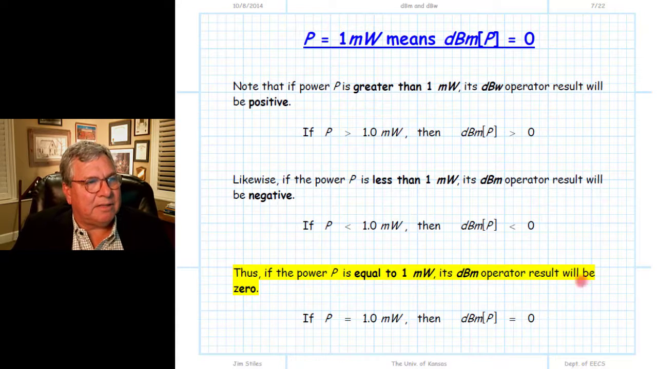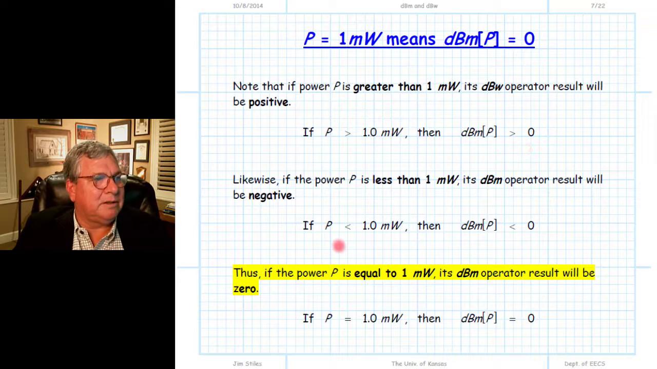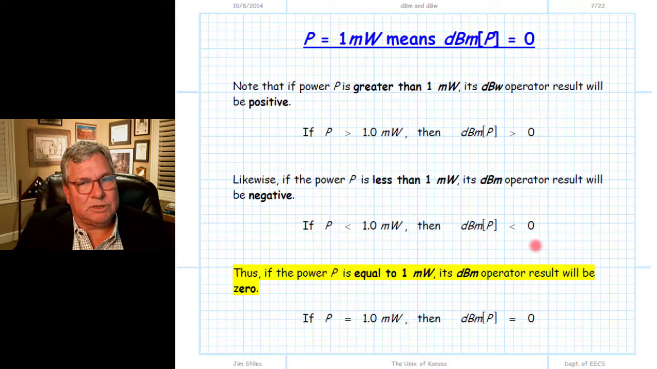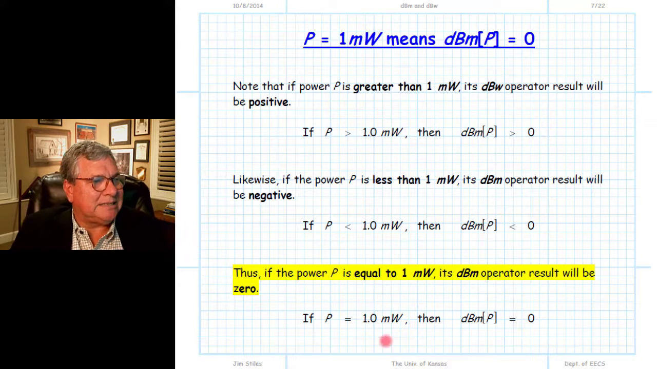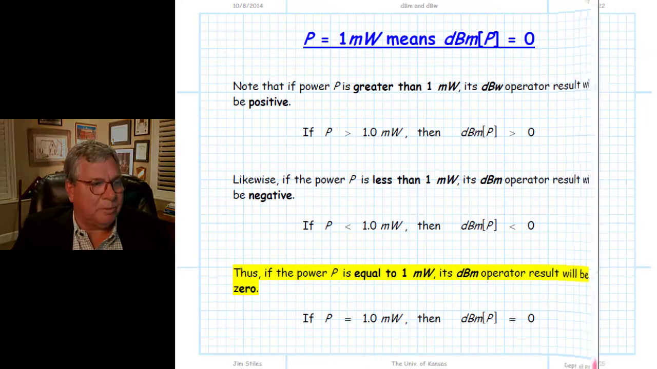So again, think about how this maps from power in milliwatts to the result when we apply the dBm operator. If the power is less than 1 milliwatt, the result is negative. If the power is greater than 1 milliwatt, the result is positive. And if the power is equal to 1 milliwatt, the result gives us precisely a value of 0.